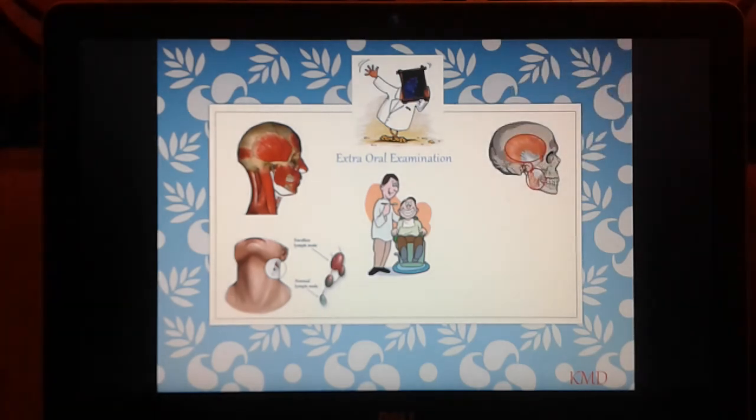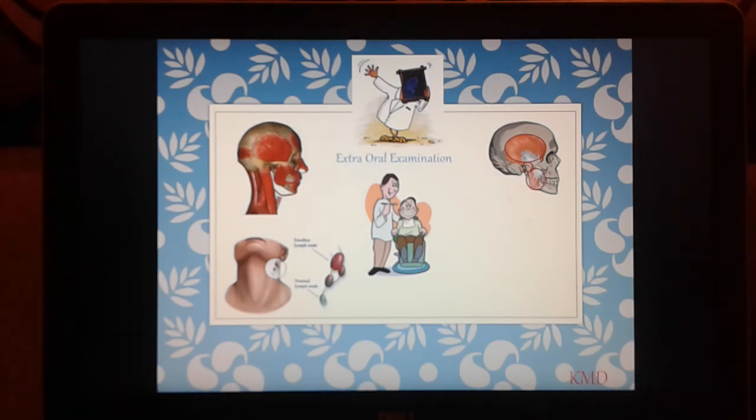Coming back to our main aspect, it is also very important for us as clinicians to evaluate the temporomandibular joint.